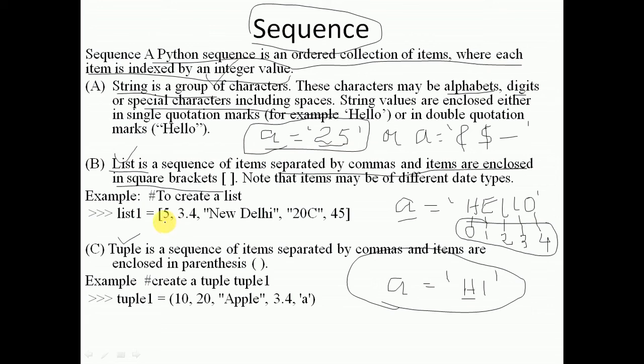Like see, in list 1 we have 5, which is integer data type. 3.4 is of floating data type. Then this New Delhi is of string data type. And 20C is again string data type, because it is enclosed by quotation. Then we have 45 as integer. See, all those previous data types can hold a single data type only.